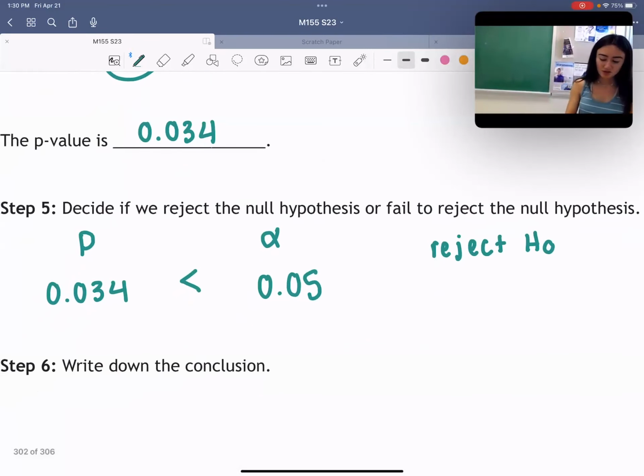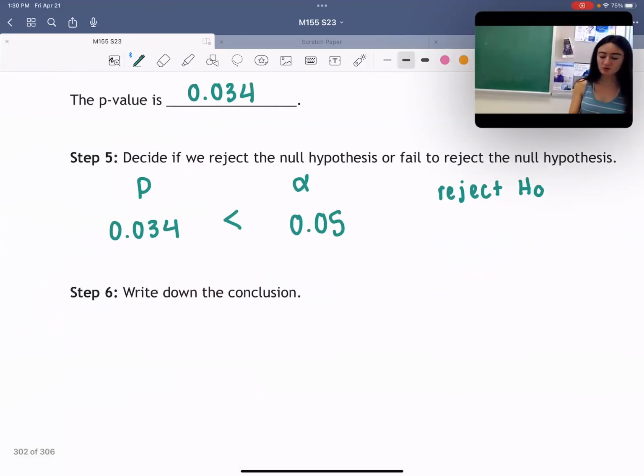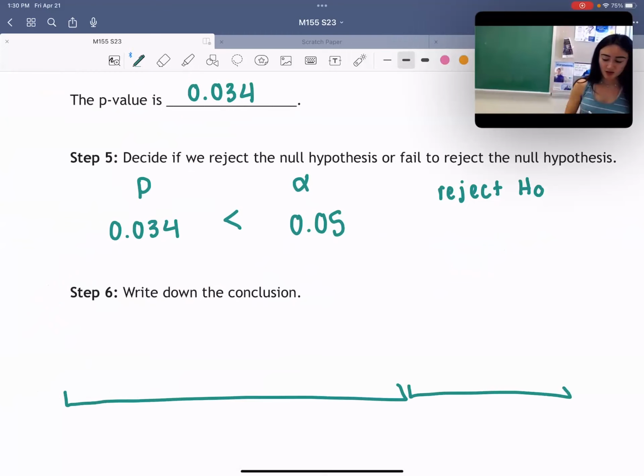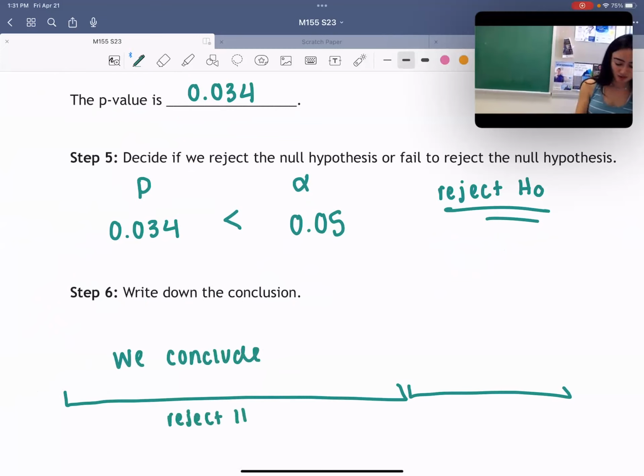Okay, so we know our conclusion. All we have to do is interpret it in words. We do that by combining 2 parts of a sentence, right? If we reject the null hypothesis, what do we start with? We conclude or not enough evidence? We conclude, good. Okay, and this is because we reject the null hypothesis, okay? And what is always the ending to the sentence?